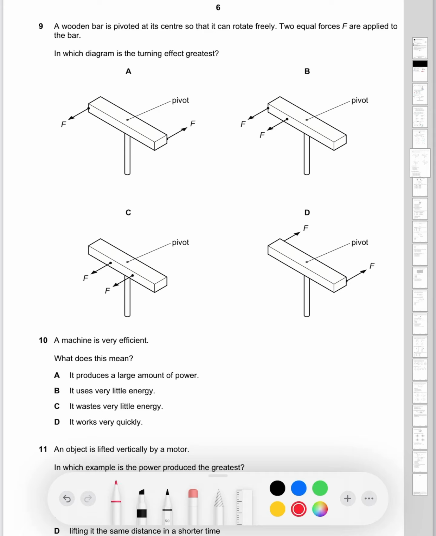I mean, in D, the forces are in the same direction, so the rotation might not even happen. And C, it's right at the center, so similarly the same idea. And for B, the forces are not that far apart from the pivot, especially the second one right there. So B is obviously ruled out as well, leaving us with choice number A.